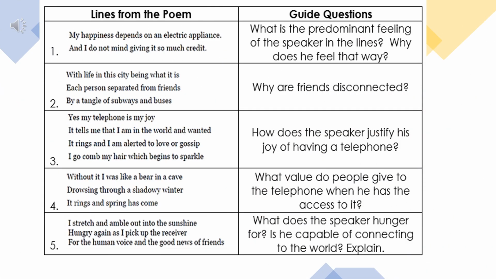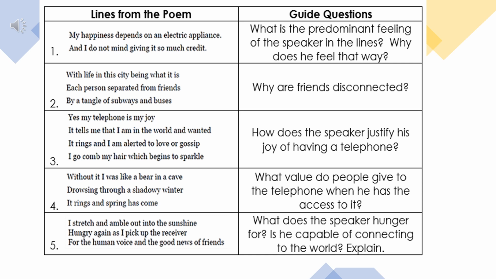Let us proceed on interpreting and at the same time answering the questions regarding the poem, The Telephone. So we have here a table containing the lines from the poem and the guide questions. So let's have number one. My happiness depends on an electric appliance and I do not mind giving it so much credit. So what is the predominant feeling of the speaker in the lines? Why does he feel that way?